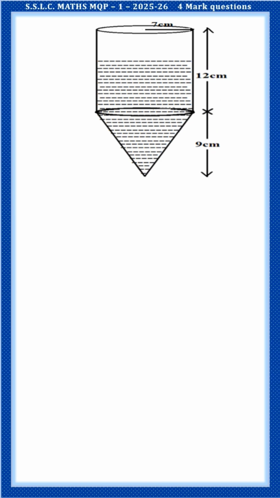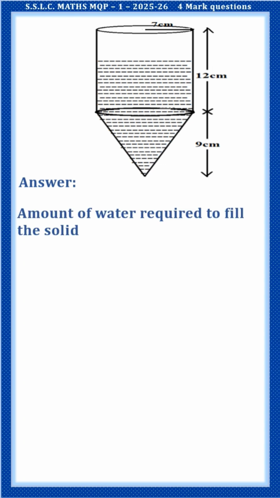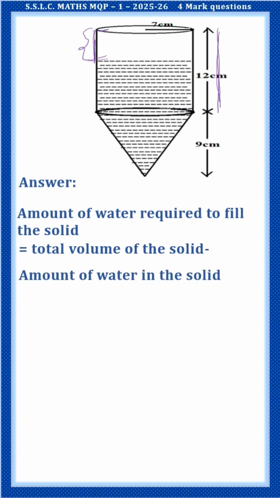Now let us find the amount of water required to fill the solid. Means we have to fill the water up to this level, this length. Total, it can be calculated as the total amount of the solid, means pi r square h, volume of the cylinder, plus volume of the cone minus what? Amount of water in the solid. We have to calculate it like this.